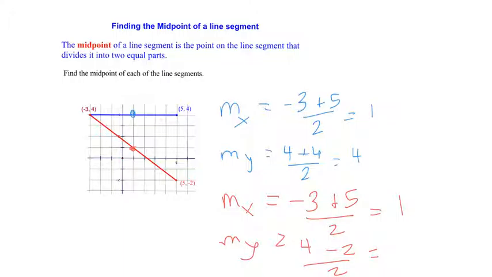4 minus 2 is 2. Divide 2 by 2 and you get 1. So the point there that I drew, the midpoint, is 1, 1. Let's write that in. 1, 1. Okay, so that's how you find your midpoints. It's really just like finding the axis of symmetry, but what I've done is I've done it twice. I've done it once for the x, and once again for the y.